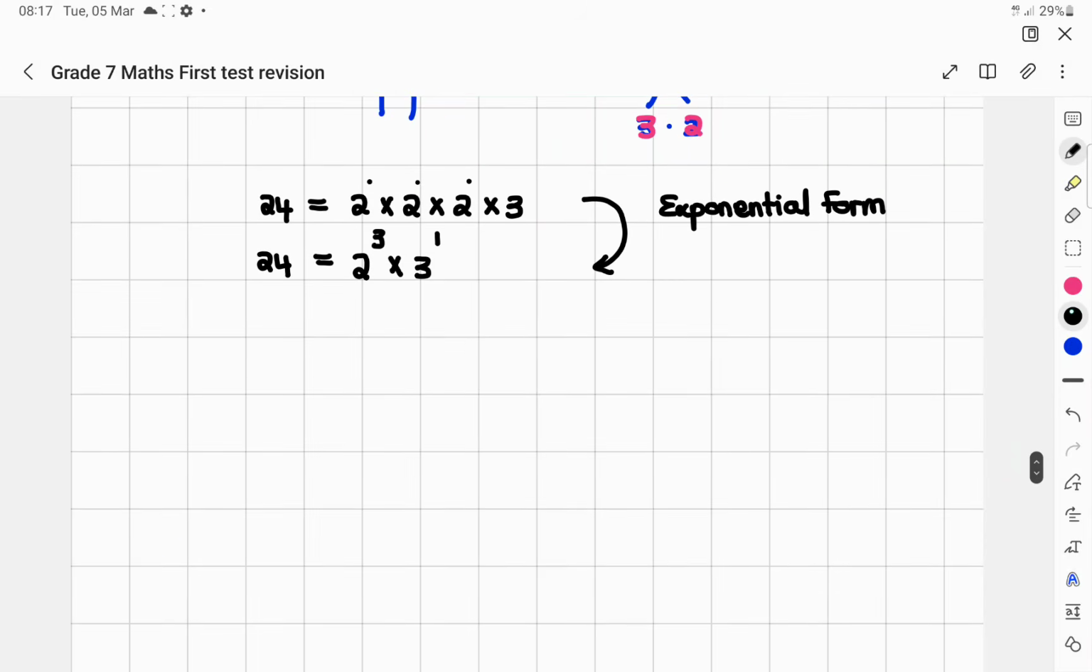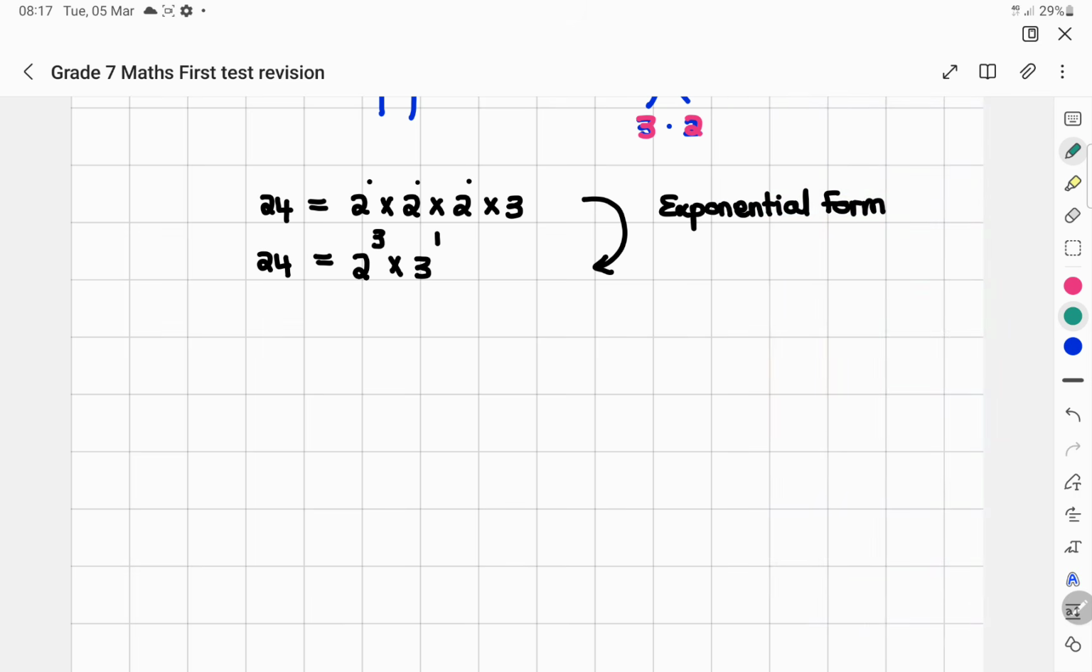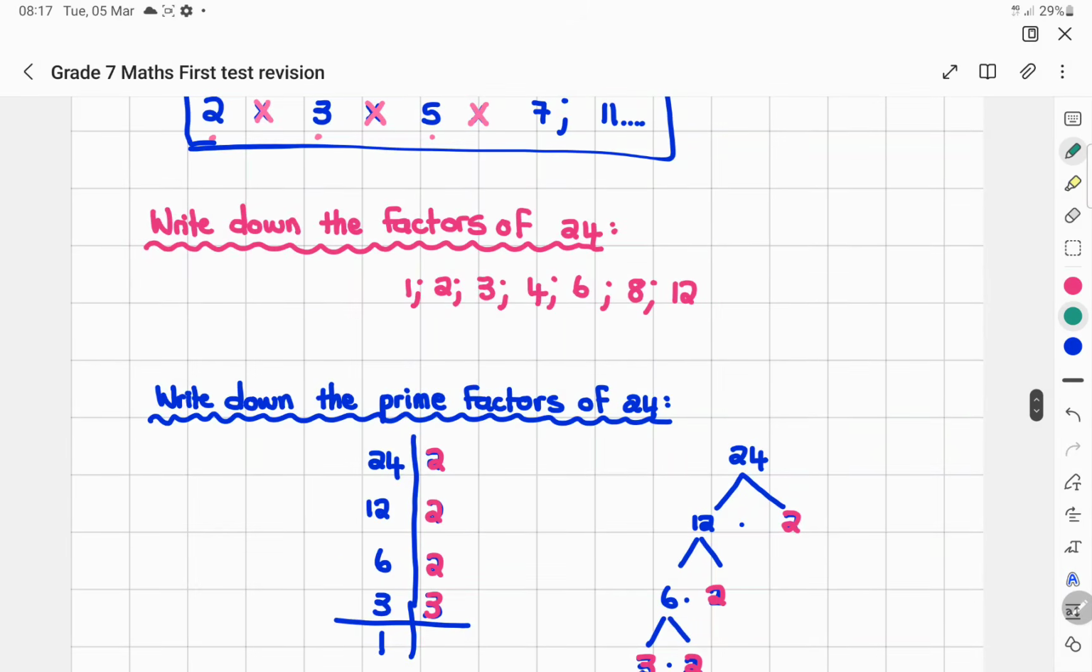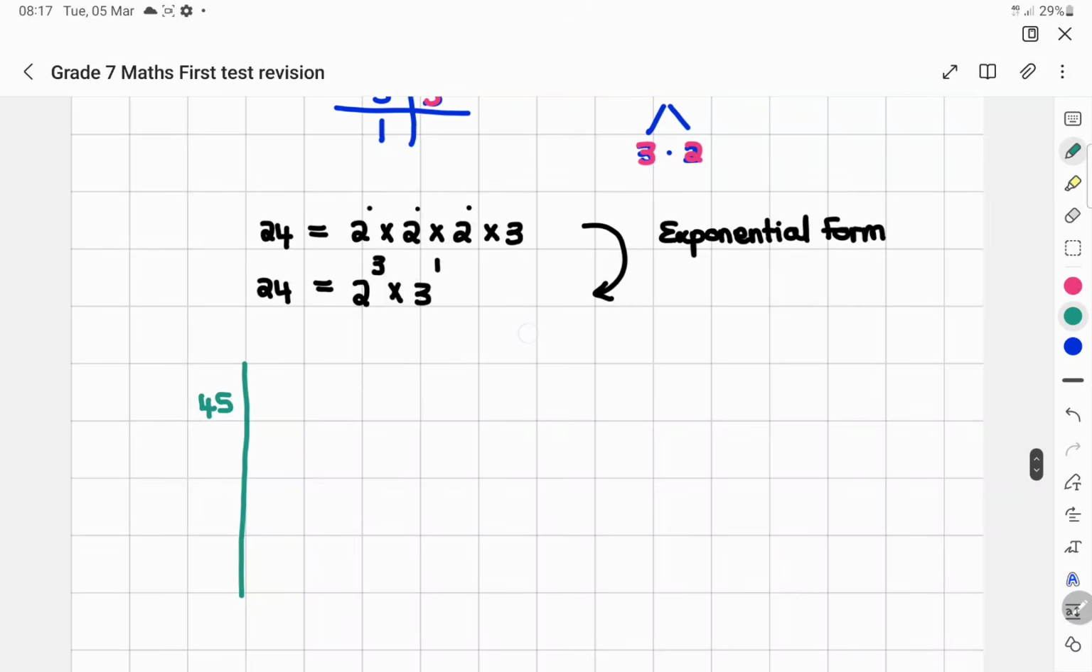Okay, so the prime factors, let me do another one where I ask you to write down the prime factors, because we're also going to use it a lot when we do the HCF and the LCM. Okay, so let's do the prime factors of 45. If you want to do the ladder method, you can. So 45 we can see is easily divisible by, where's our prime numbers, sorry, is divisible by 5.